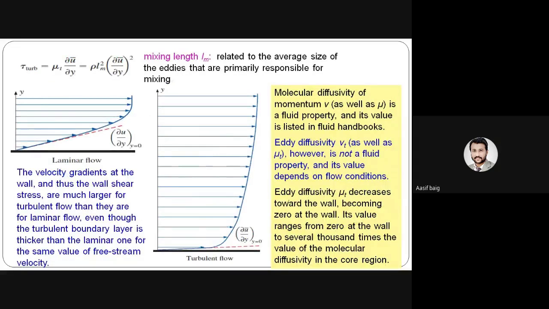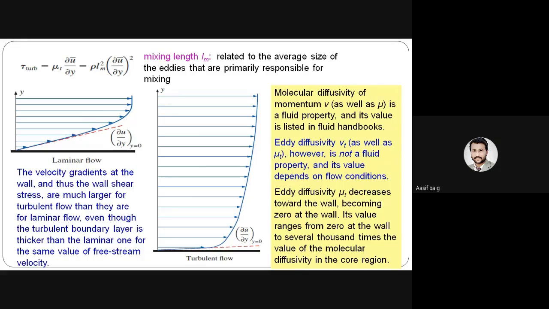So this is the turbulent flow and laminar flow velocity diagram, which indicates the molecular diffusivity of momentum, nu, as well as rho and mu. These are fluid properties, and their values are listed in a fluid handbook. Eddy diffusivity, denoted as nu_t as well as mu_t, however, is not a fluid property, and its value depends on the flow condition. Eddy diffusivity decreases towards the wall and becomes zero at the wall.